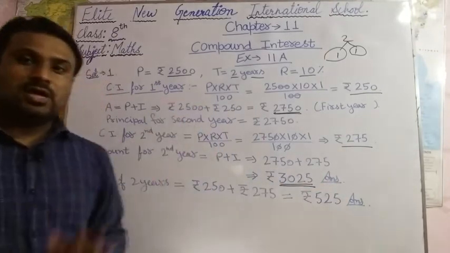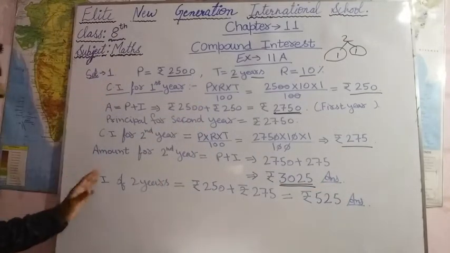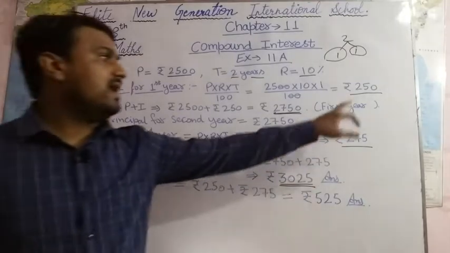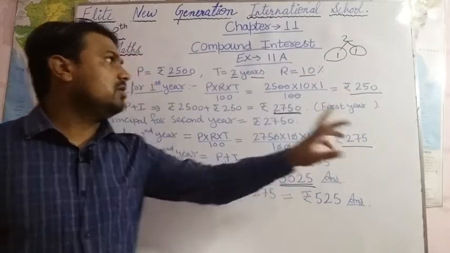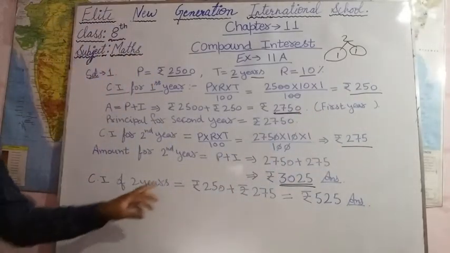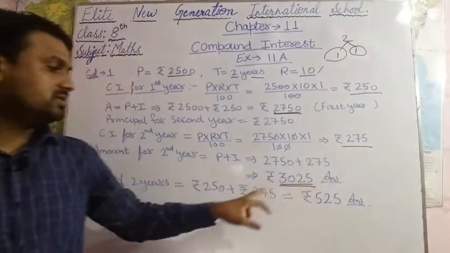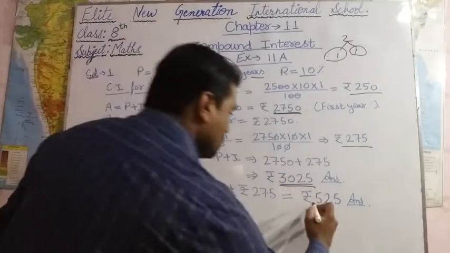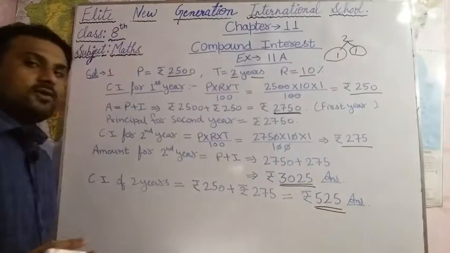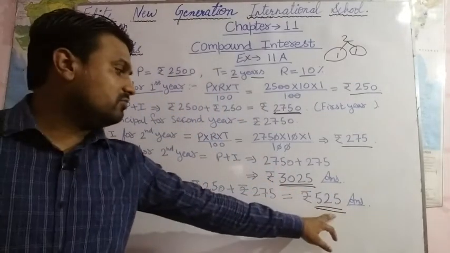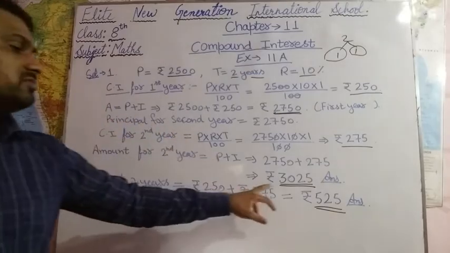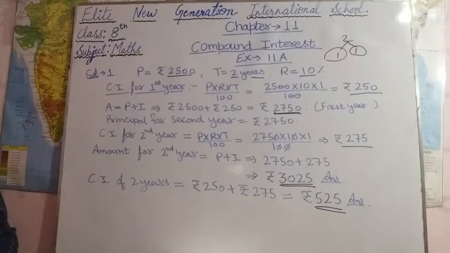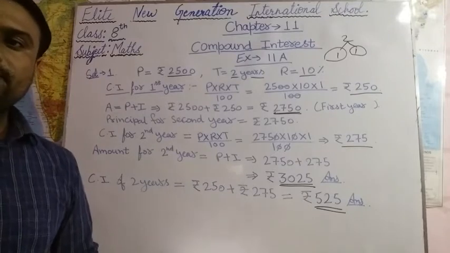One answer is this. Now after this we have to find CI of 2 years also. So for finding CI of 2 years we will add CI of first year and CI of second year. So here 250 plus 275, it will be equal to rupees 525. So compound interest after 2 years will be 525 and amount after 2 years will be 3025. So this will be the answer. Now after this, see next question.